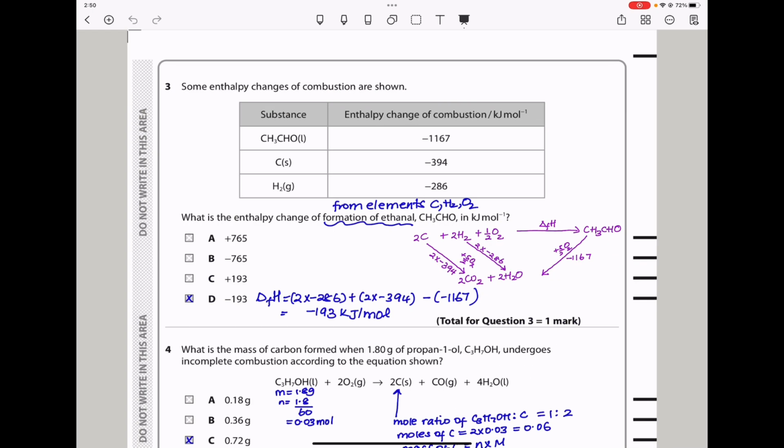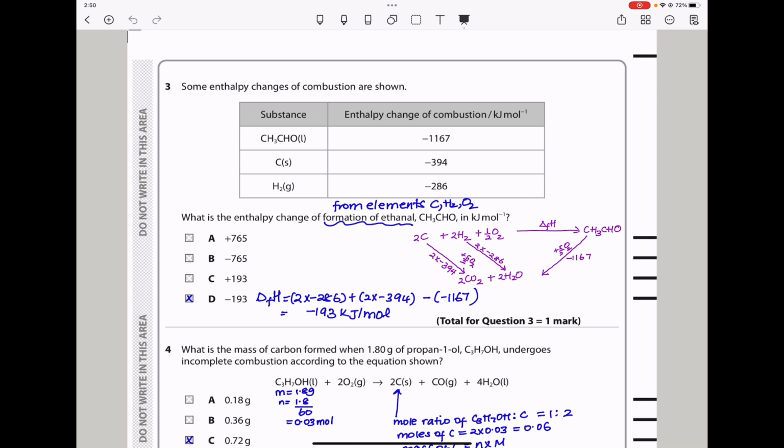Moving on. Question 3. Some enthalpy changes of combustion are shown. We can see them here. They say, what is the enthalpy change of formation of ethanol in kilojoules per mole? Now remember, we are looking for enthalpy change of formation, meaning ethanol is made from its elements. So this should be carbon plus hydrogen and oxygen making that.